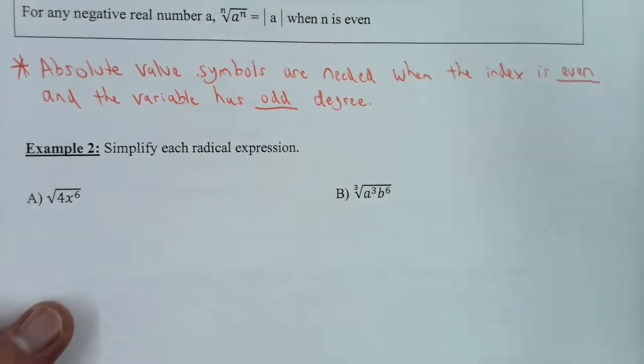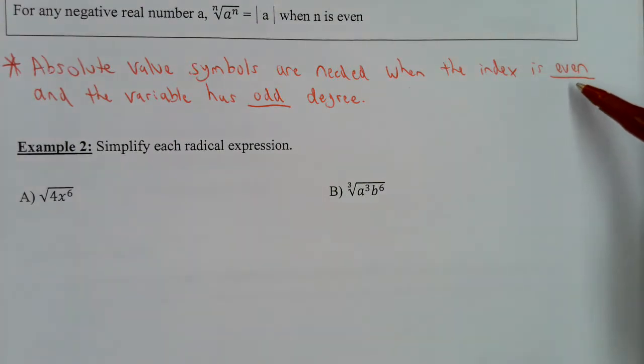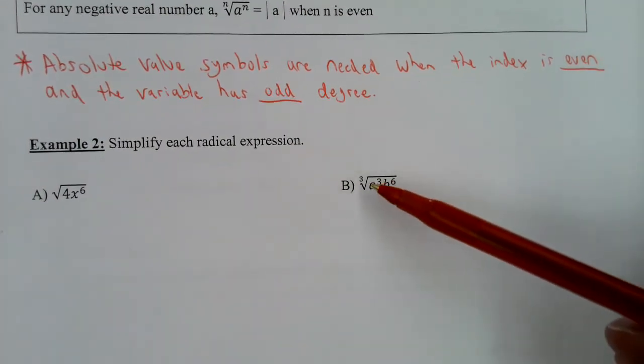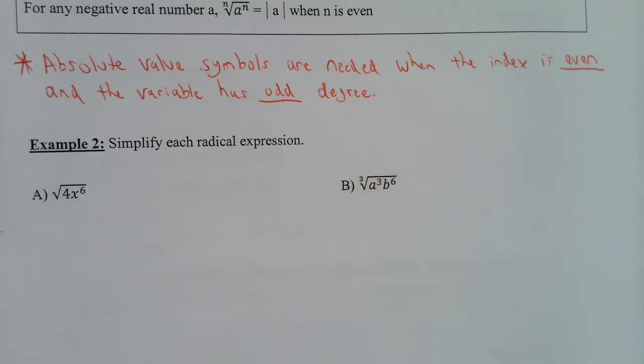That's a little tricky. But if you think about it, the index can be odd. Okay, this has to do with having negatives. The index can be odd. You don't have to worry about any positives or negatives because you can have an odd index and have a negative radicand.